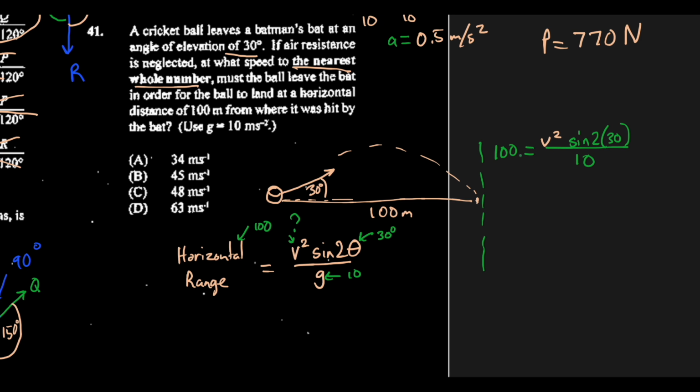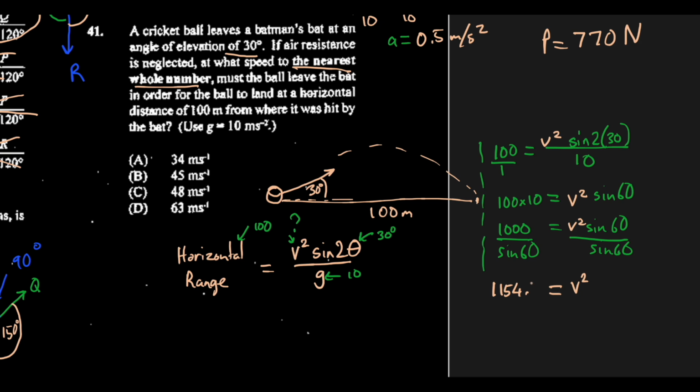So now to get v squared by itself, I could put 100 over 1 to cross multiply. So therefore I will get 100 times 10 is equal to v squared. Now 2 times 30 is 60, so I could say just sine 60. And now at this point I would have 1000 is equal to v squared sine 60. So if I divide both sides by sine 60, I would end up with whatever v squared is. So in this case, if I work this out, I get 1154.7. So then now to find v, I just need to find the square root of this.